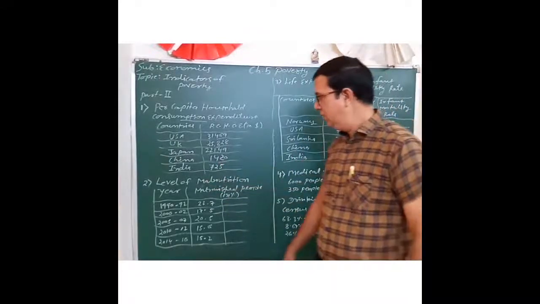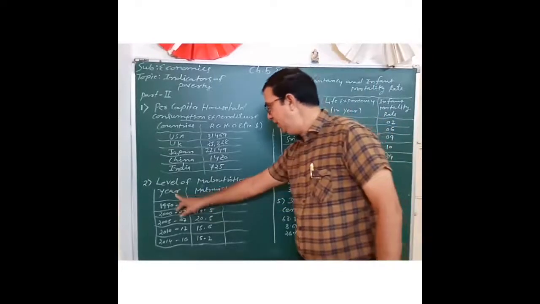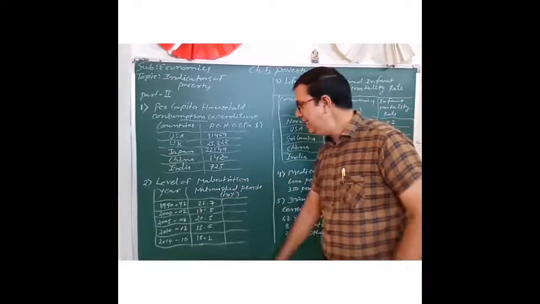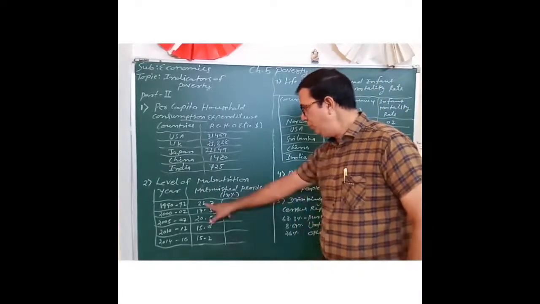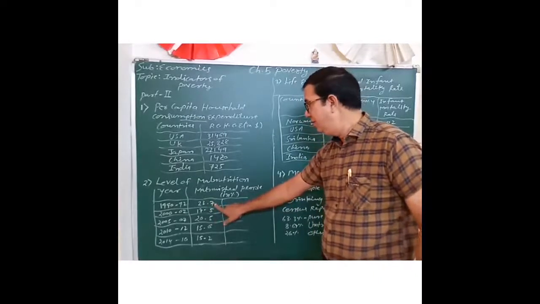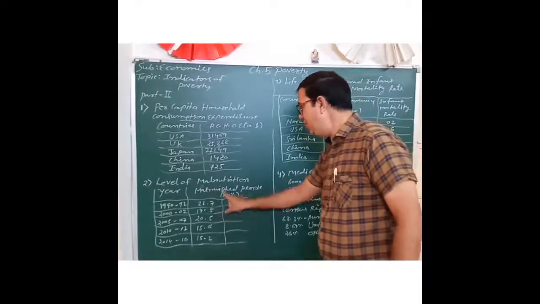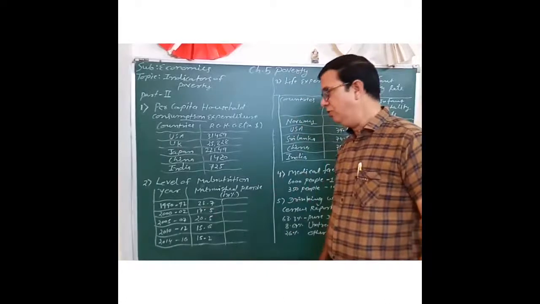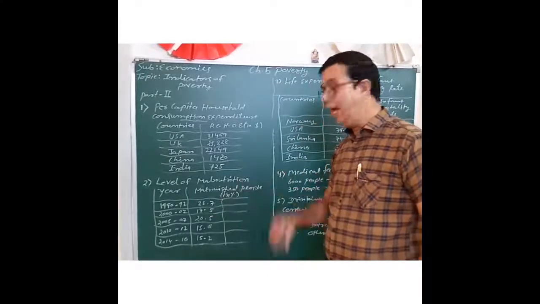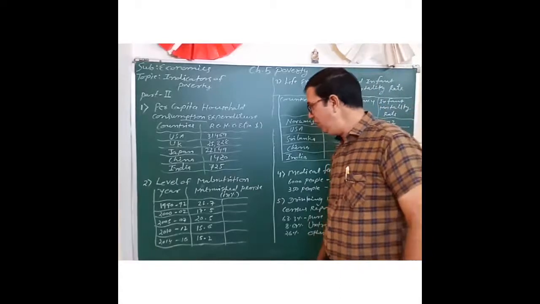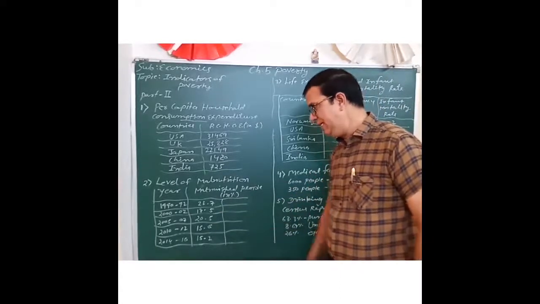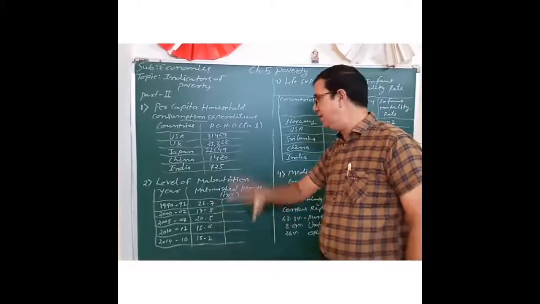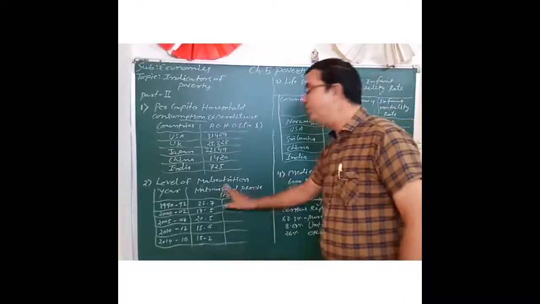Now see here, level of malnutrition, that means in the year, and malnourished people in percentage. See, in 1990 and 92, 23.7% people malnourished. Then in 2000 and 2002, 17.5% people. Then 2005 and 2007, 20.5%. And 2010 and 2012, 15.6%. And in 2014 and 16, 15.2% people victim of malnutrition.